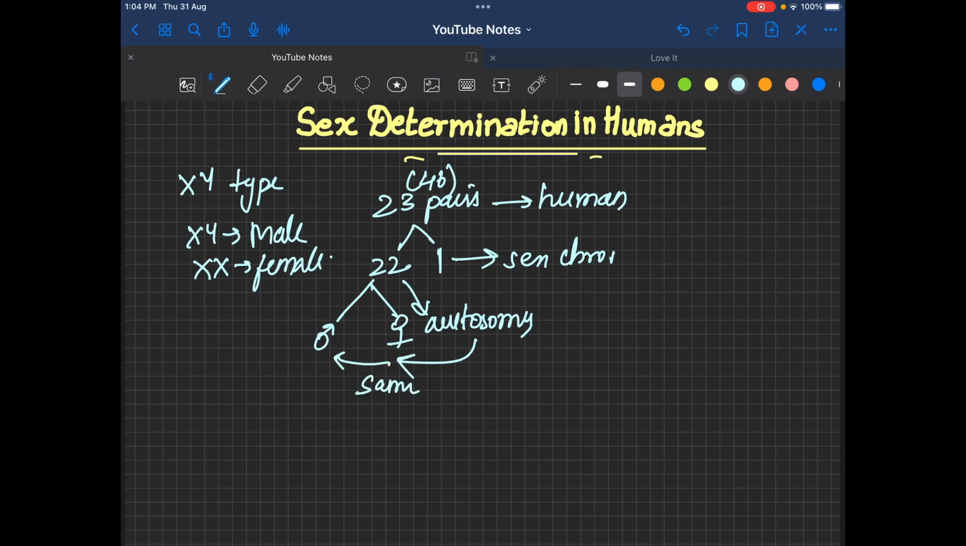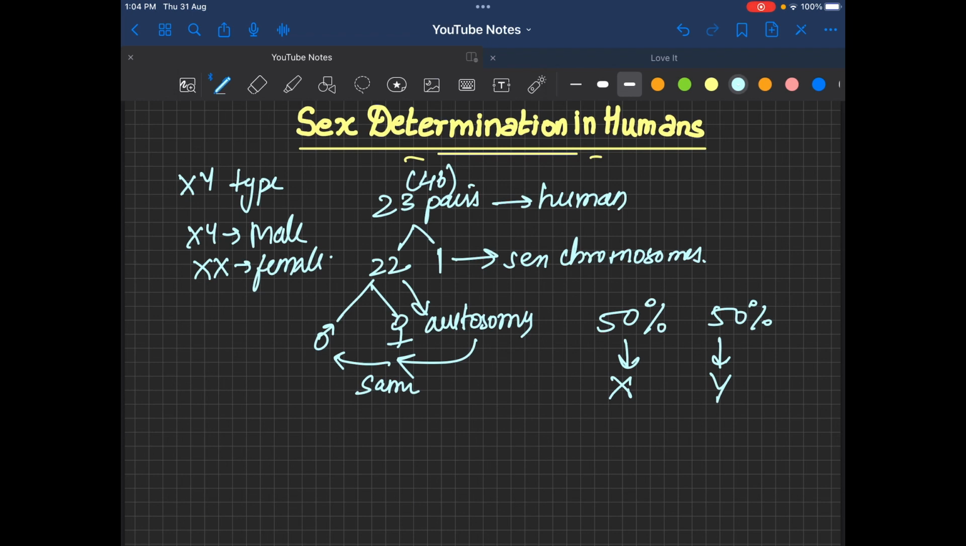The remaining one pair is the sex chromosome, so a pair of X chromosomes is present in female, whereas X and Y are present in the male. During spermatogenesis among males, two types of gametes are produced. Of the total sperm produced, 50% carry the X chromosome and the remaining 50% carry the Y chromosome, plus the autosomes.